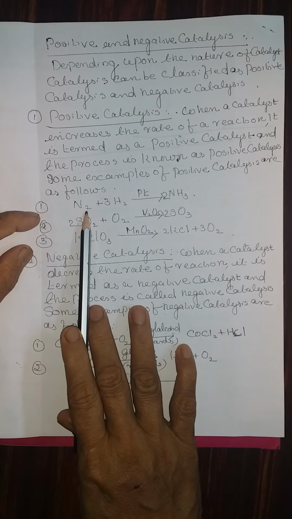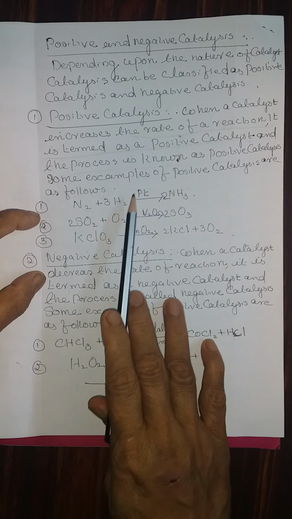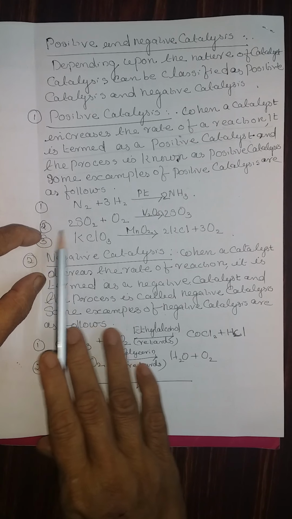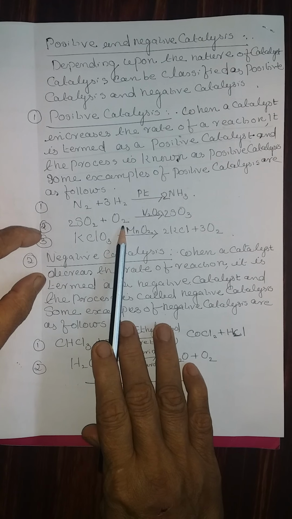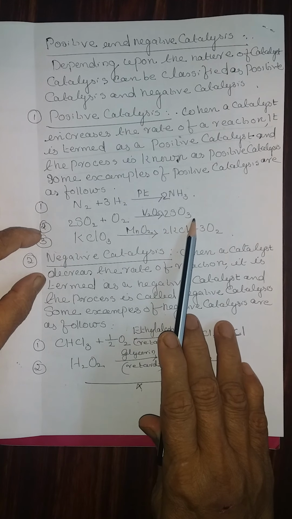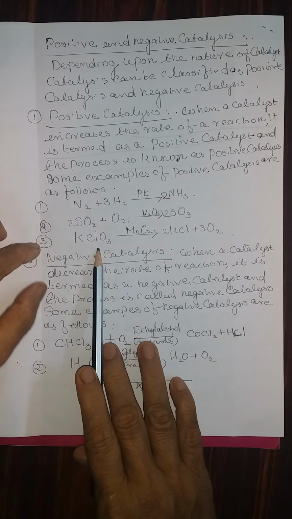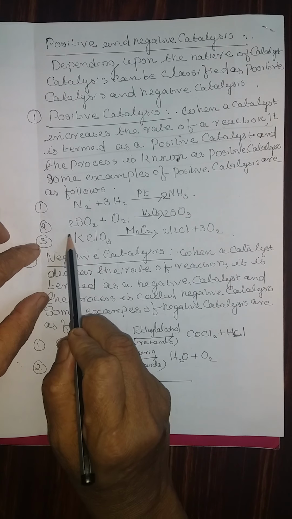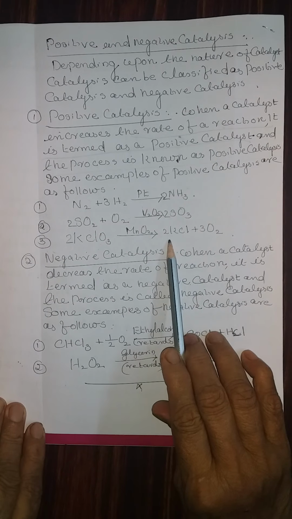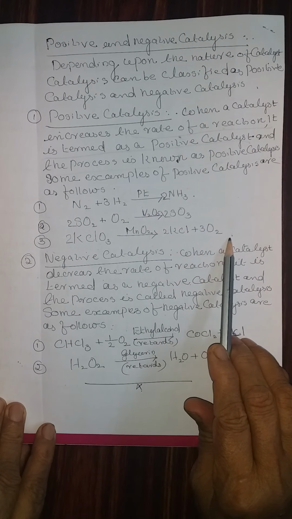One, nitrogen combining with hydrogen in the presence of platinum forms ammonia. Two, sulfur dioxide reacts with oxygen in the presence of vanadium pentoxide and gives sulfur trioxide. Three, potassium chlorate, when heated in the presence of manganese dioxide, gives potassium chloride and oxygen.